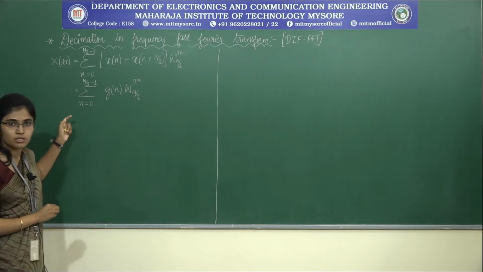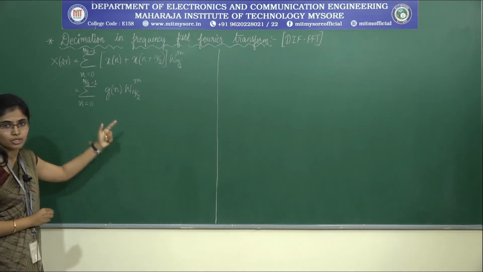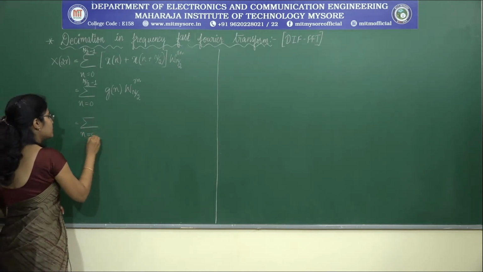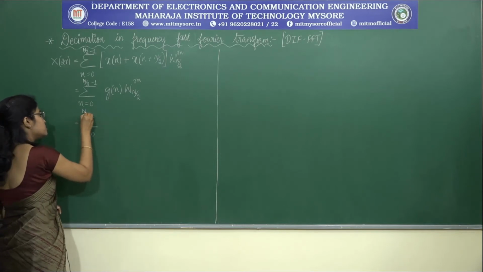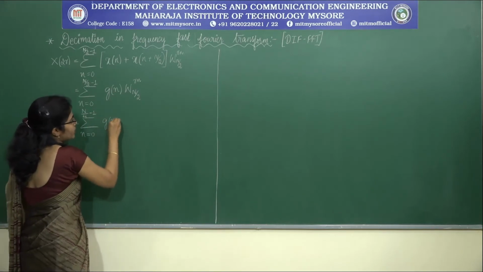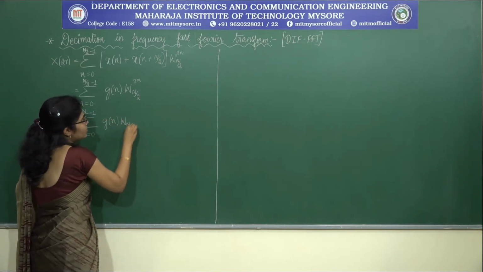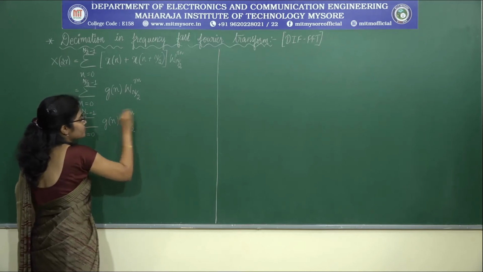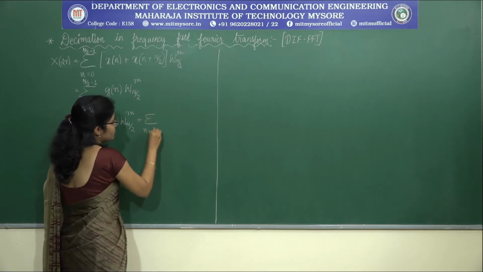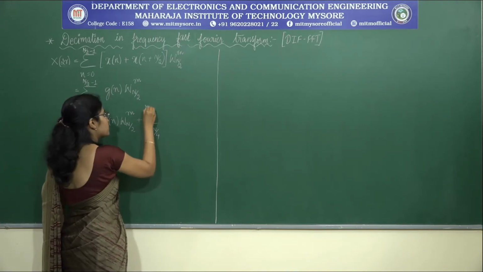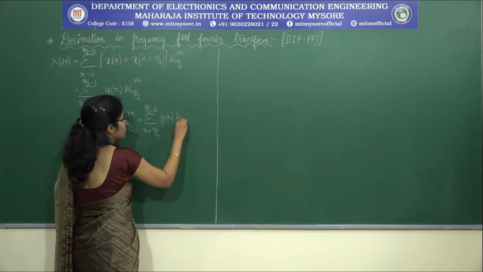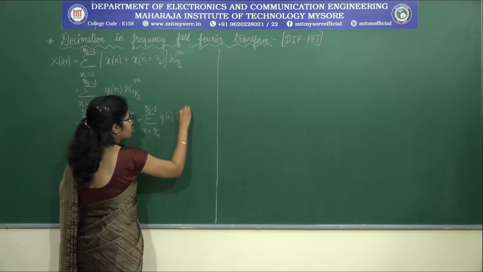Now, I need to divide this into equal halves, that is 2 summations. So, if I divide this into 2 summations as we did in the beginning, this will be equal to summation n ranges from 0 to n by 4 minus 1 g of n omega n by 2 to the power of rn plus summation n ranges from n by 4 to n by 2 minus 1 g of n into omega n by 2 to the power of rn.